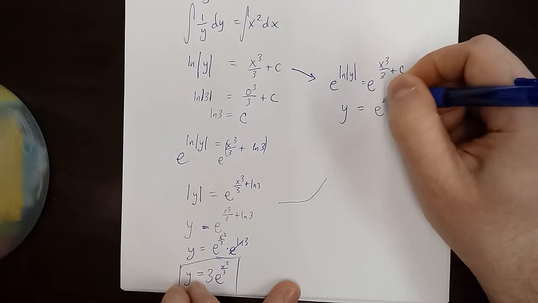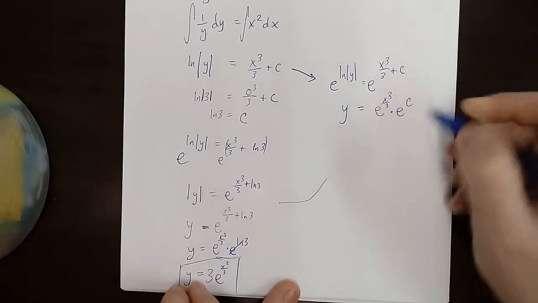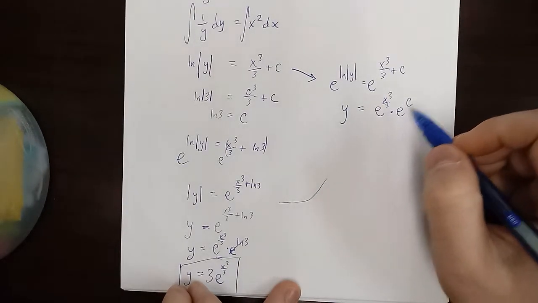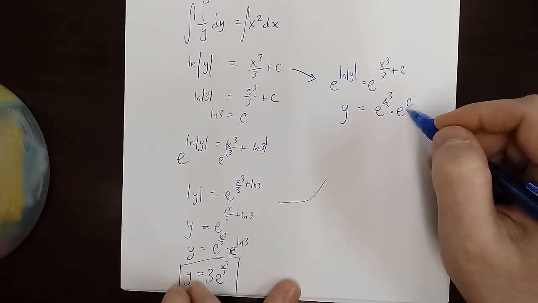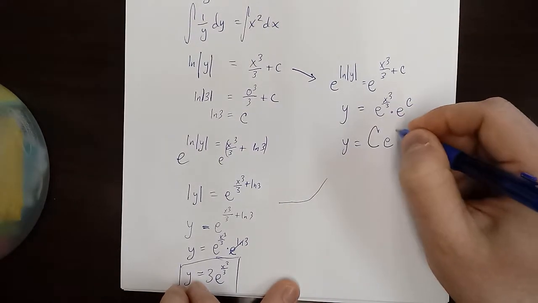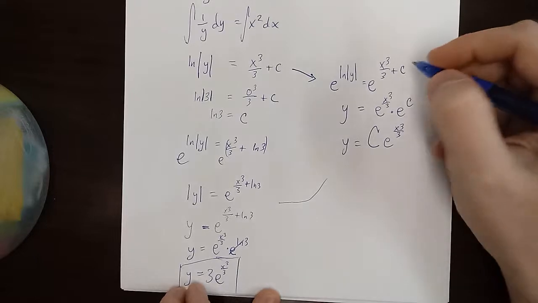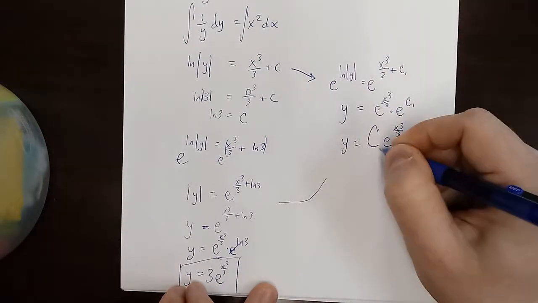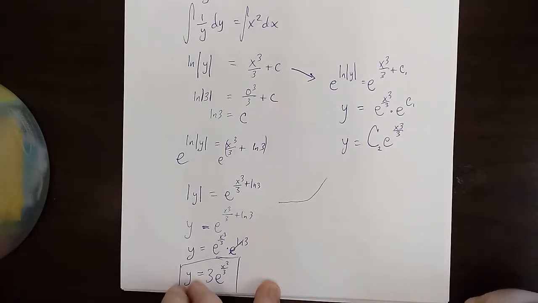Over here, we get e to the x cubed over 3 times e to the c. But wait a minute, e to the c, that's e to a number, some arbitrary constant. I could just call this an arbitrary constant. And so we're going to say y is equal to capital C e to the x cubed over 3. Again, this is a different c than that one. If it would make you feel better, you put little ones there and put a 2 here or something. I'm just using a capital C to differentiate it.